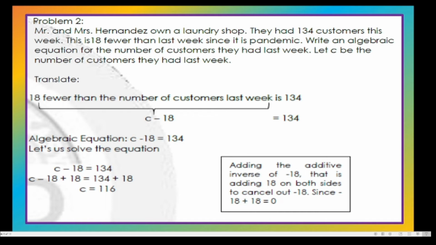Then adding the additive inverse of negative 18, that is adding positive 18 on both sides, cancels out the 18, since negative 18 plus positive 18 is equal to 0.